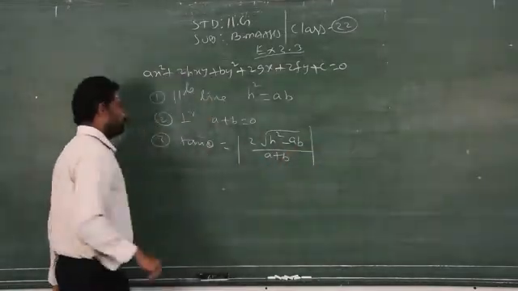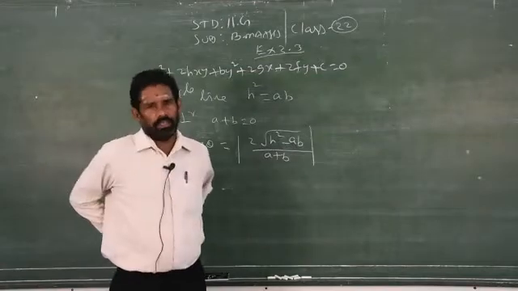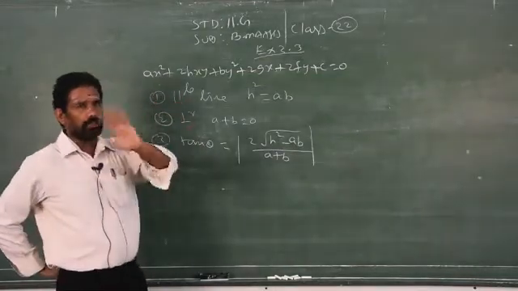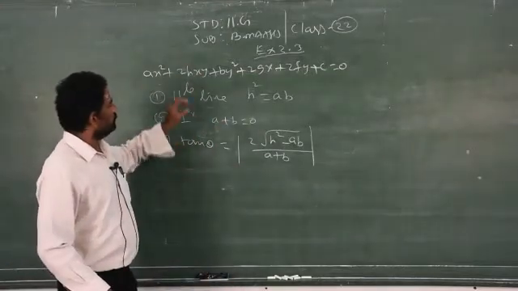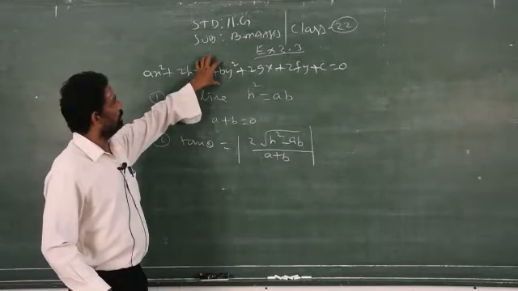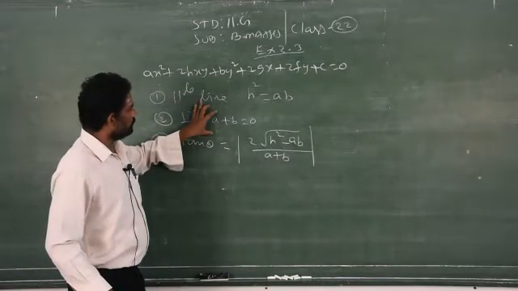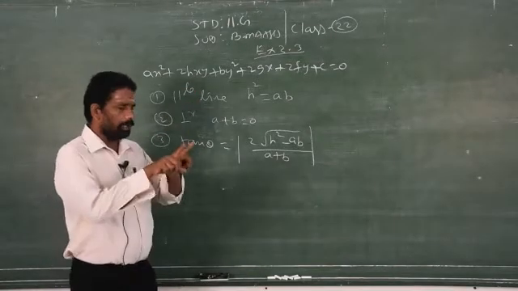So this is the formula to find the angle between the pair of straight lines. The pair of straight lines may be parallel lines or perpendicular lines, depending upon the conditions. Clear? So depending upon the conditions, you have to check whether this pair of straight lines are parallel lines or perpendicular lines. How do you find out the angle between the pair of straight lines?